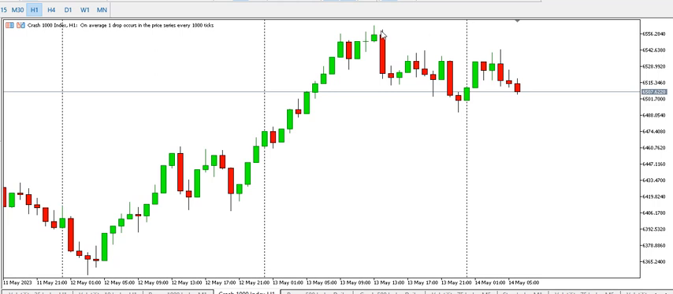Look at the 1-hour time frame. You can see it stopping out and it's about to tip. So you might consider selling.